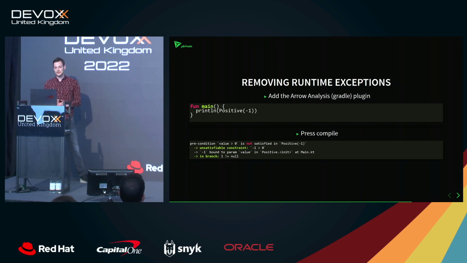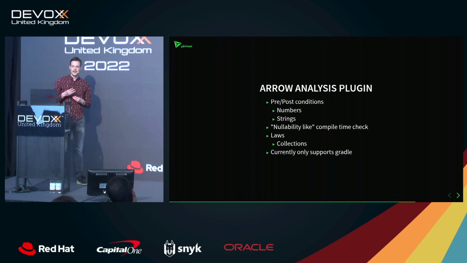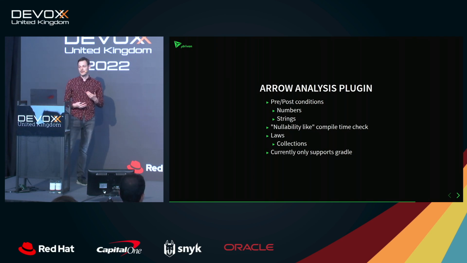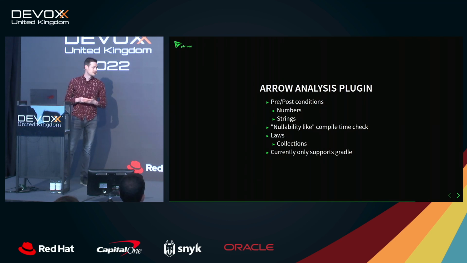So what is the Arrow analysis plugin? Basically, it allows you to add pre- and post conditions to things like numbers and strings. And it has a bit of the feel of Kotlin's nullability checking, where you need to prove to the compiler that the preconditions have been met, or else it will not allow you to compile your code. It also has some laws which add things to third-party libraries, and unfortunately it currently only supports Gradle.